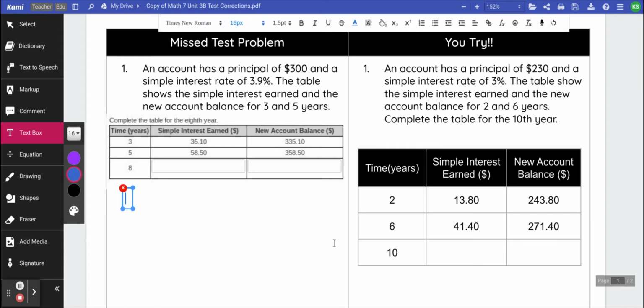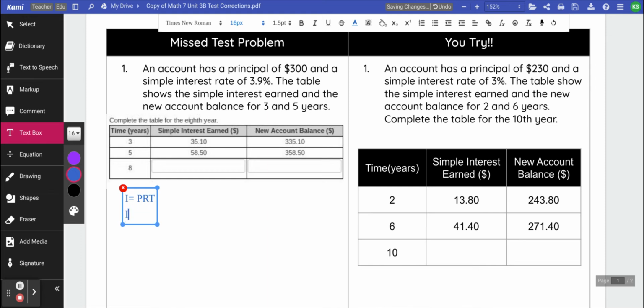We know the equation to find our interest is equal to the principal times rate times time. Okay, and remember the rate has to be put into a decimal. So let's figure this out.